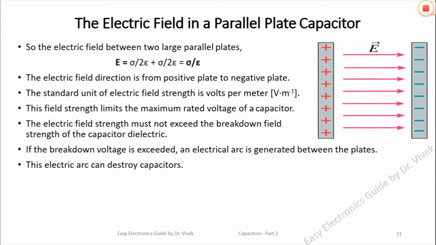The resultant electric field direction is from positive plate to negative plate. The unit of this electric field strength is volts per meter. The electric field strength must not exceed the breakdown field strength of the capacitor dielectric. If it is exceeded, an electric arc will be generated between the plates which can destroy the capacitor.